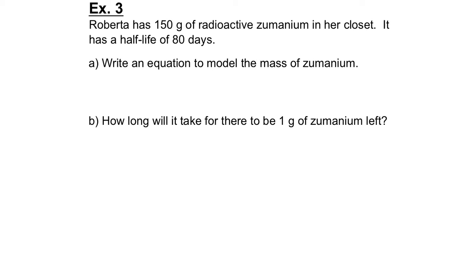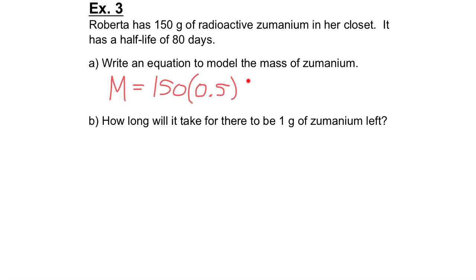So we're modeling the mass of zoomanium. So I'm going to use an m to represent the mass. The mass is equal to, well, what's the initial value? It starts with 150 grams. Okay, now the base of my power is the growth or decay rate. Well, it's talking about half-life. So it's going to take 80 days to reach half the amount. So my decay rate is 0.5. I'm reaching half the amount.